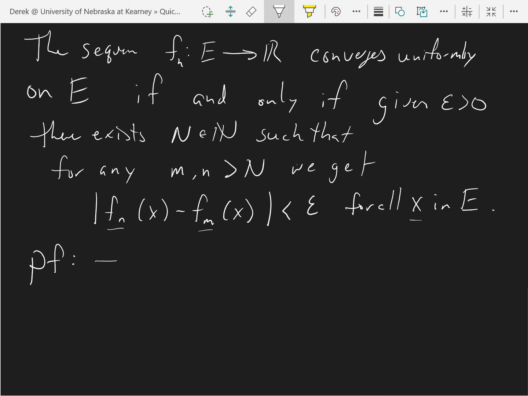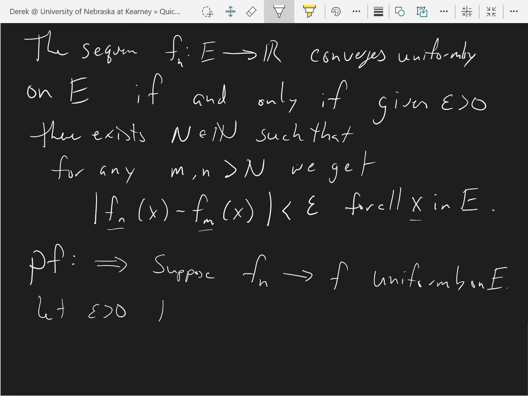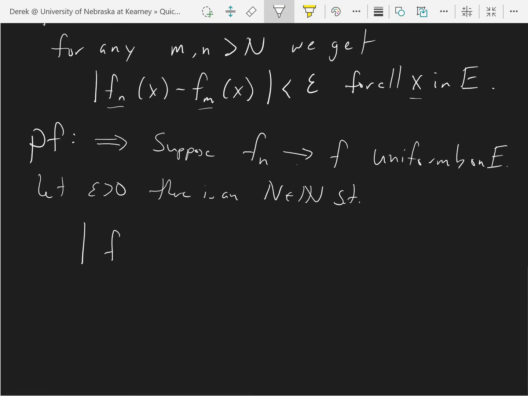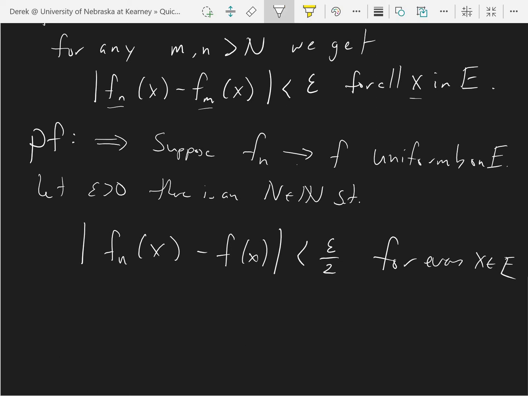So let's do the forward direction first. Suppose f_n converges to f uniformly on E. Then let epsilon be bigger than 0. There is an N in the natural numbers such that the absolute value of f_n at x minus f at x is less than epsilon over 2 for every x in E. It's not supposed to be blackboard bold.